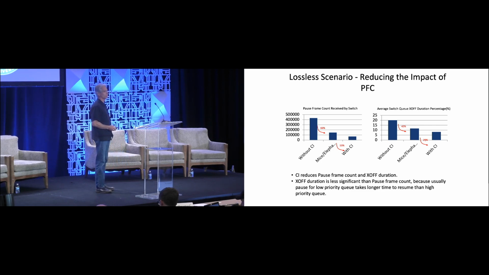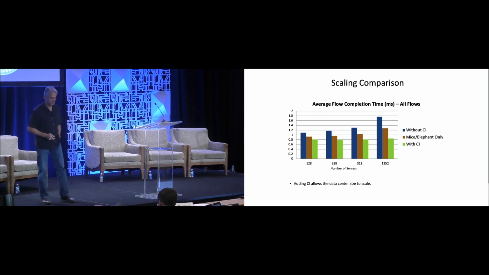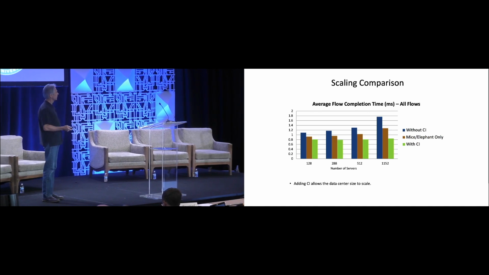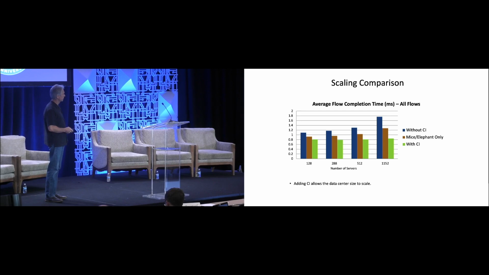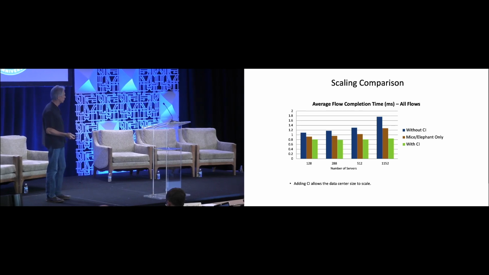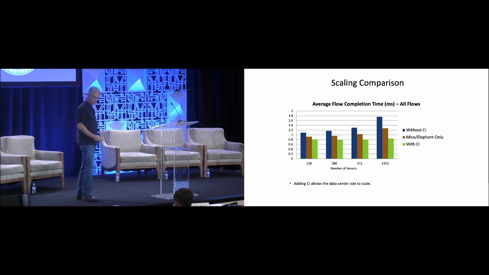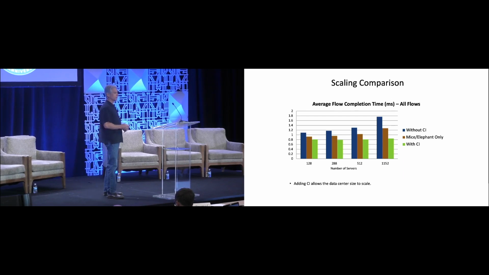It seems to be a worthwhile situation, and we're trying to build a network that will scale to larger size without having to tune and deal with all the complexities. And it does scale as well, so we get a pretty linear scaling. We looked at a small network of 128 servers all the way up to 1,000 servers, and the flow completion time didn't really grow when we're using the congestion isolation feature.